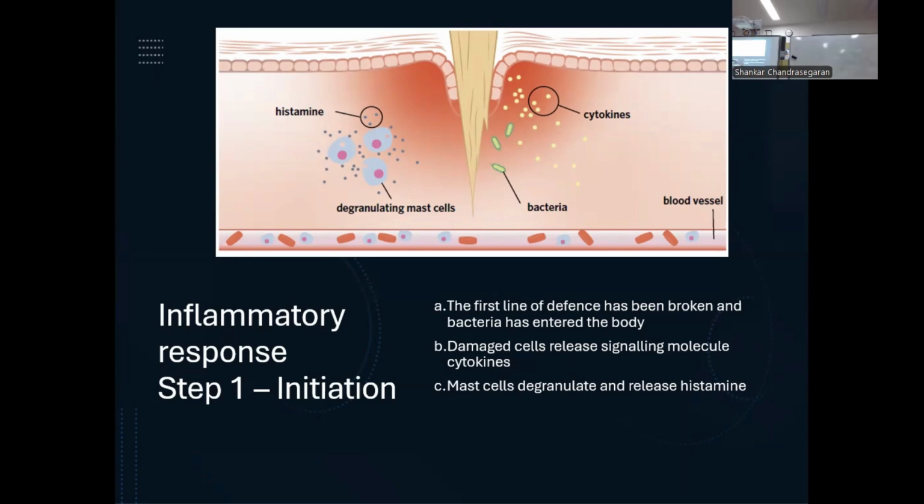But the first thing always happens first, right? The first line of defense has been broken, and that brings in pathogens, and those pathogens trigger two things. One is the production of cytokines, and the other one is the production of histamine. Okay, histamine is produced by mast cells, and cytokines are just produced by the damaged cells.